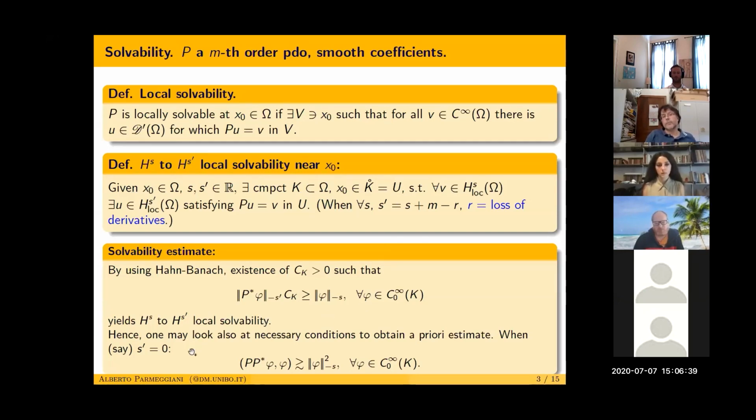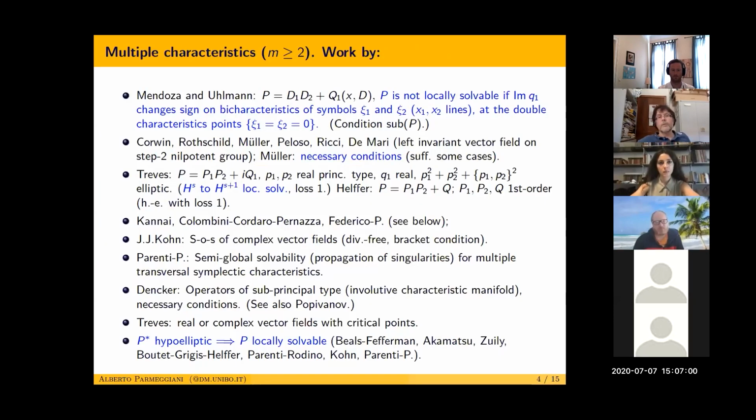In passing, this is very interesting because one has to look for this kind of a priori estimates, and these are very delicate estimates. One of the main ingredients will be the use of the Fefferman-Phong inequality, which is very delicate because it goes really deeply into the structure of the operator.